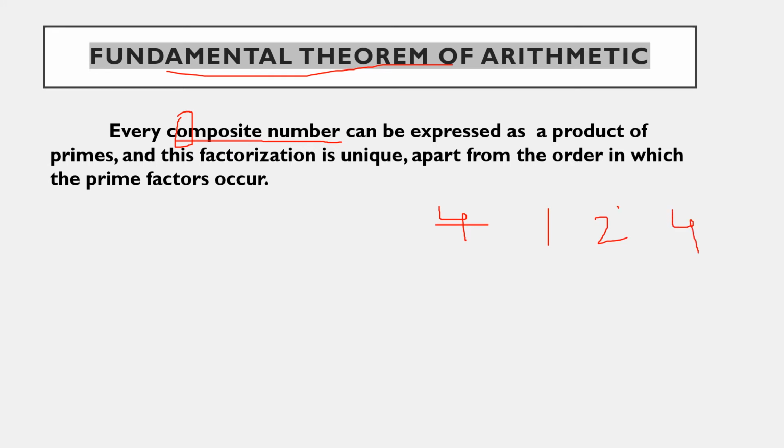So here you got another table. So it is a composite number. Every composite number can be expressed as the product of primes. Product of primes. What is this product? Product means you know that it is a multiplication of primes. Primes means prime numbers. Here I took 4, right?